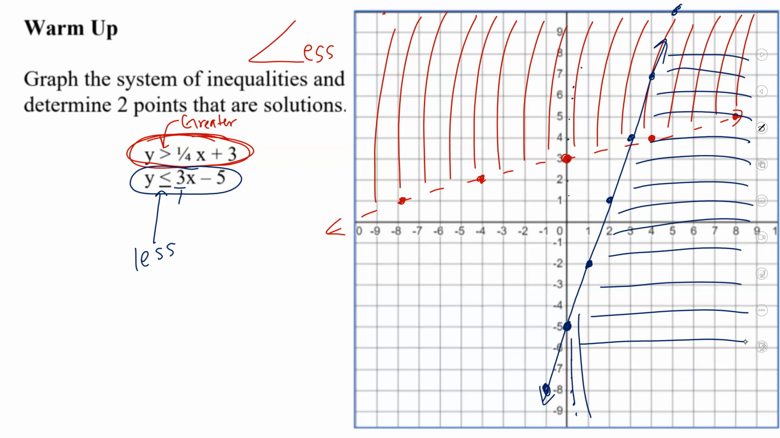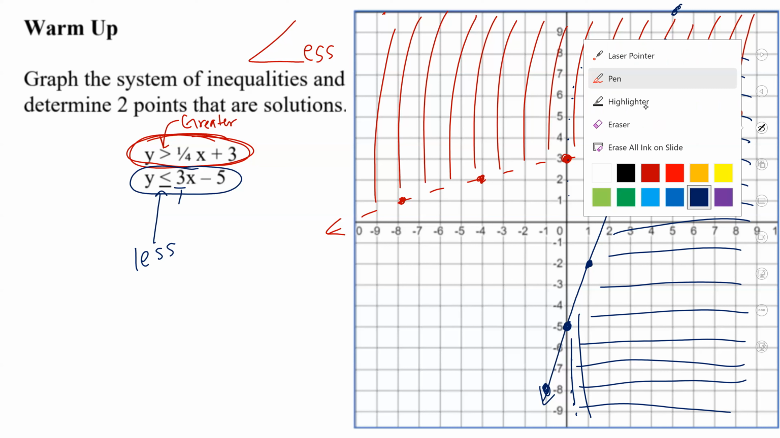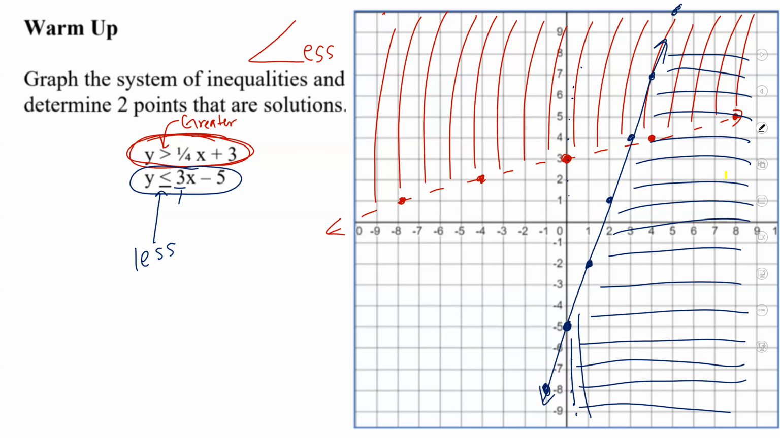So guys, when you shade in different directions, when you're doing it in pencil, it helps you see because these form boxes up here. So you can see which one is double shaded. All right, so this is the area that's double shaded. I'm going to highlight it for you. This part is double shaded. So this is where your solutions will be, okay? All right, so the warm-up asks us to find 2 points that are solutions.